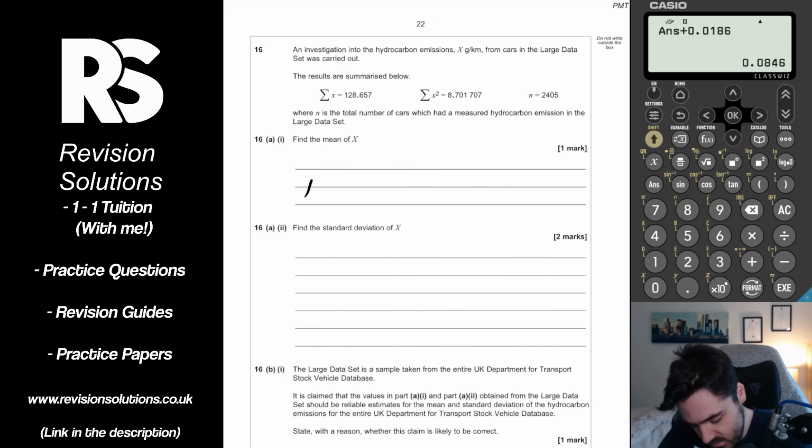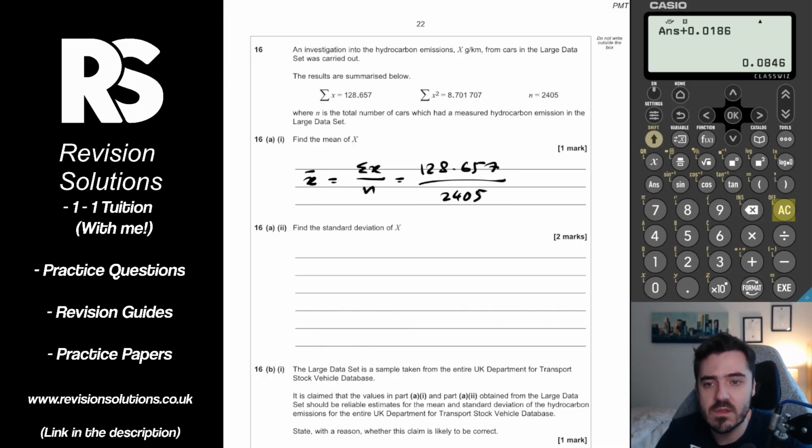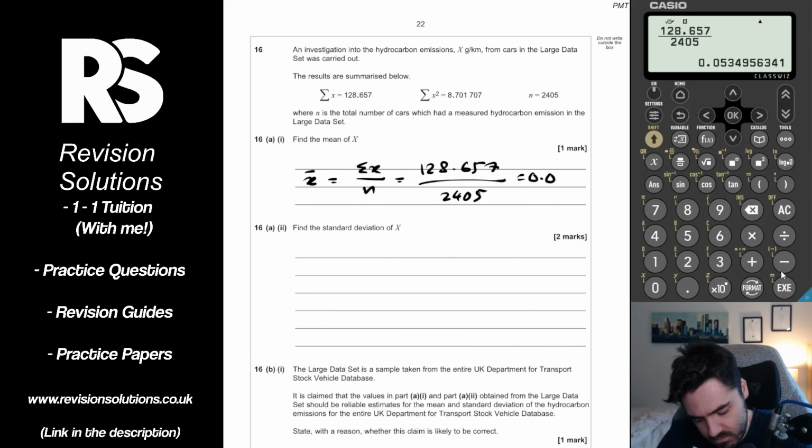So the mean, let's say x bar, is the sum of x over n. That's 128.657 over n, which is 2,405. So calculating that is 128.657 all over 2,405, which to three significant figures is 0.0535. And that would be grams per kilometer.